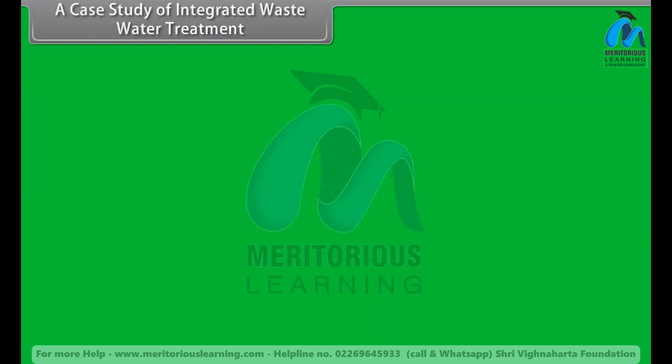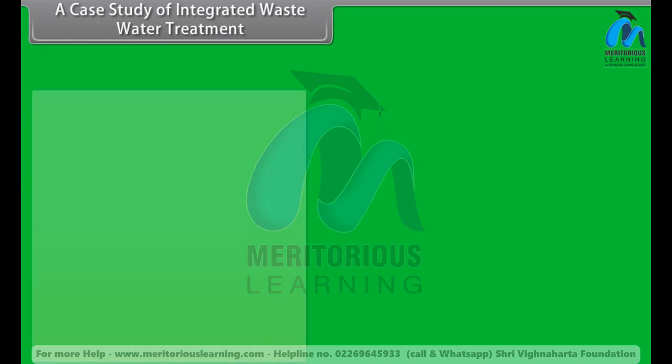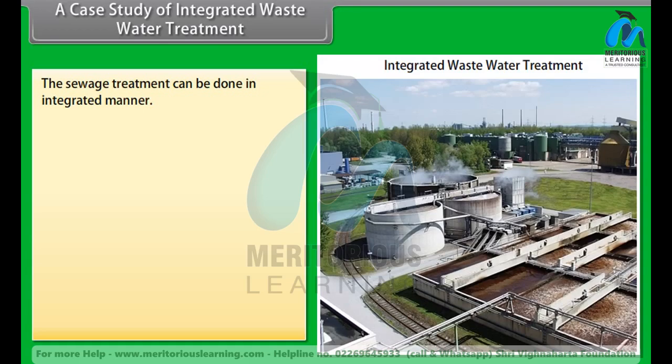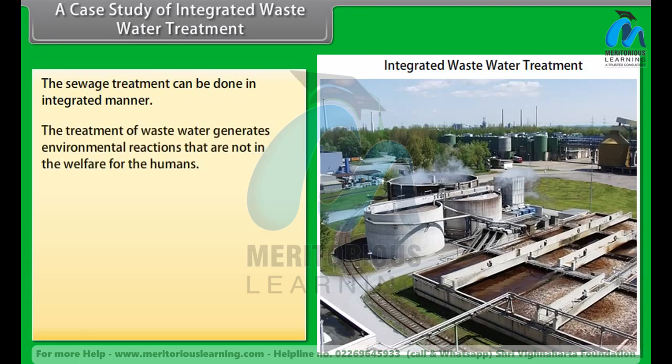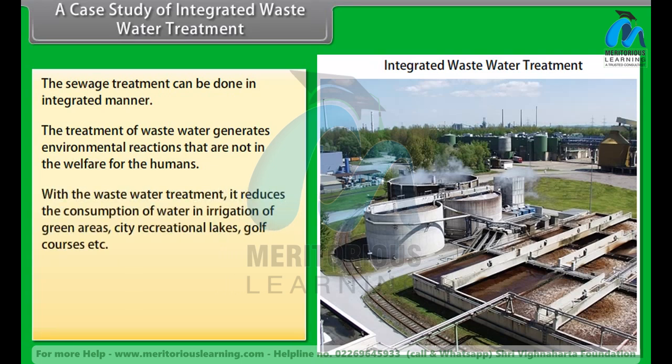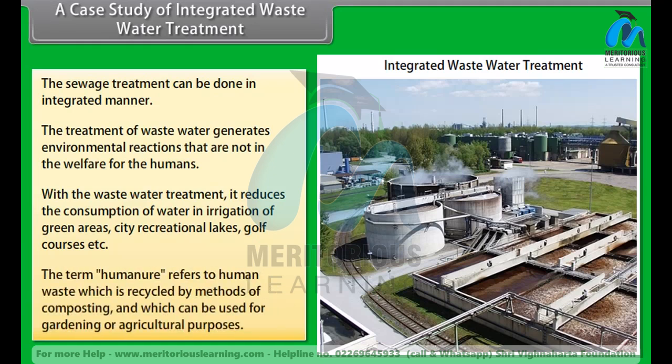A case study of integrated wastewater treatment. The sewage treatment can be done in an integrated manner. The treatment of wastewater generates environmental benefits for humans. With wastewater treatment, it reduces the consumption of water in irrigation of green areas, city recreational lakes, golf courses, etc. The term humanure refers to human waste which is recycled by methods of composting and which can be used for gardening or agricultural purposes.